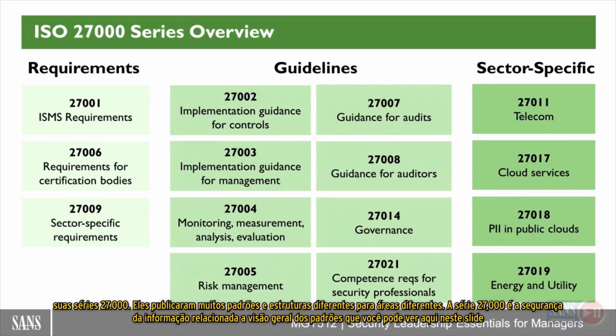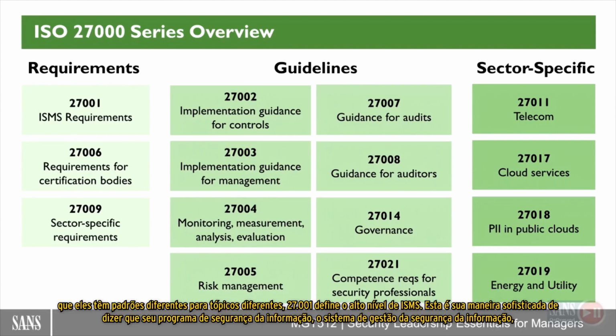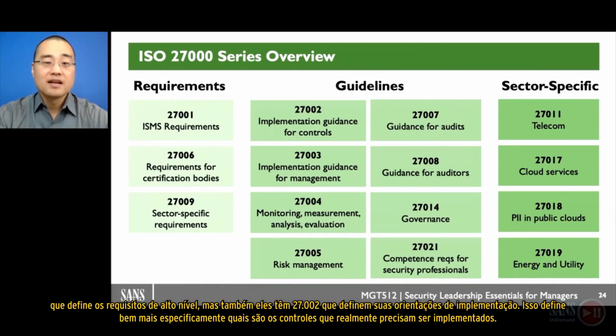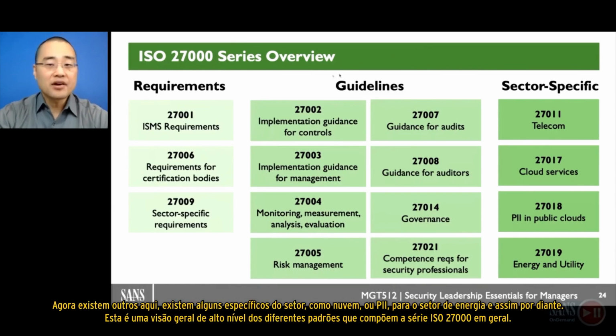They have the 27000 series. Now, they publish many different standards and frameworks for different areas. The 27000 series is the information security related standards. Now, this is a little bit of an overview. You can see here on the slide that they've got different standards for different topics. 27001 defines the high-level ISMS. This is their fancy way of saying your information security program, their information security management system that defines the high-level requirements. But also, they've got 27002. This defines your implementation guidance, and it defines more specifically, well, what are the controls that need to actually be implemented? Now, there are other ones here, and there are some sector-specific ones, like for cloud, for PII, for the energy sector, and so on. But this is a high-level overview of the different standards that make up the overall ISO 27000 series.